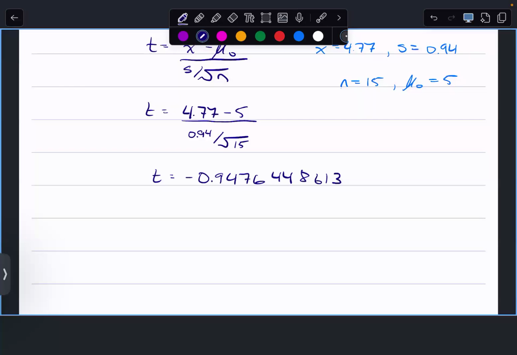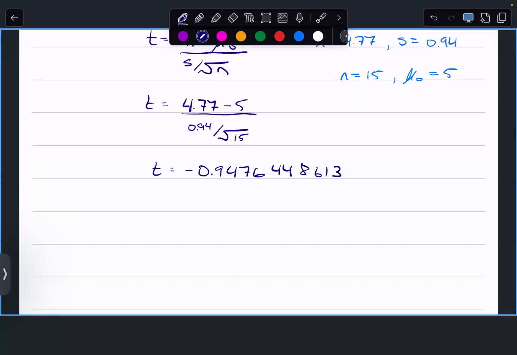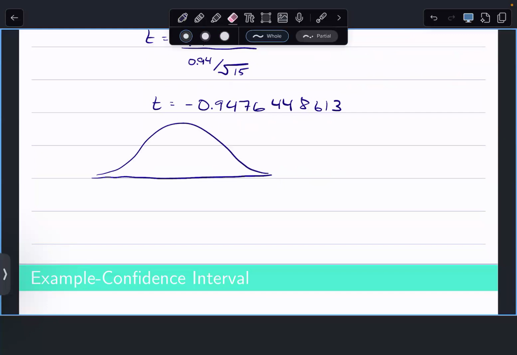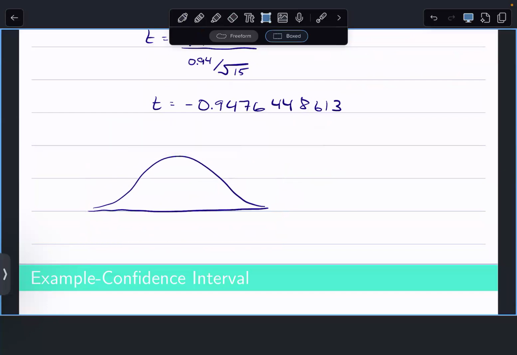That's a relief. Why? Because I didn't want to reject H naught. So now I'm saying, okay, it's only 0.95-ish standard errors below the value of 5. That's not very far, right? And so the next step is find the p-value.